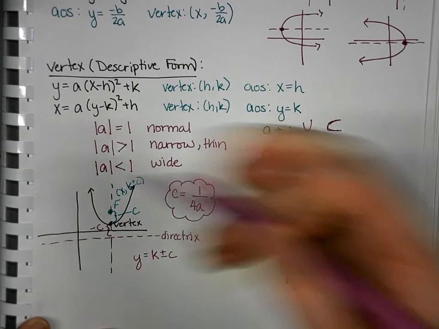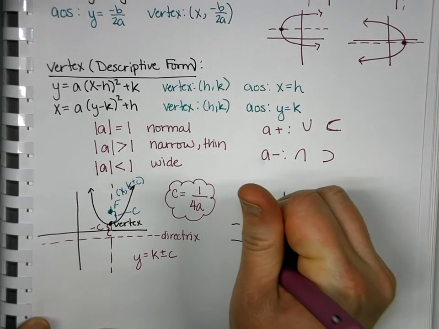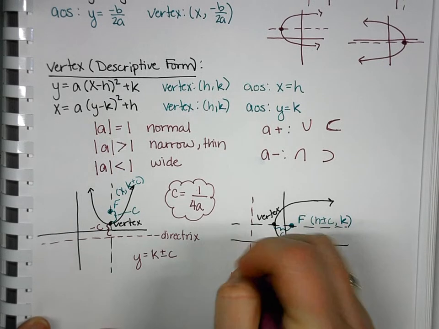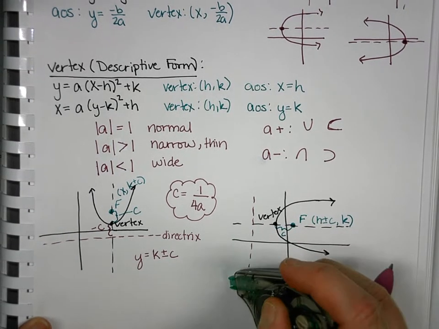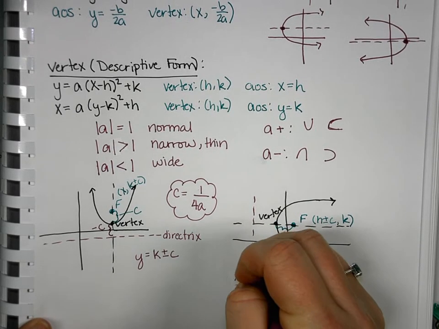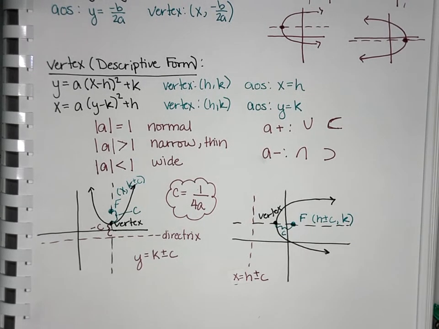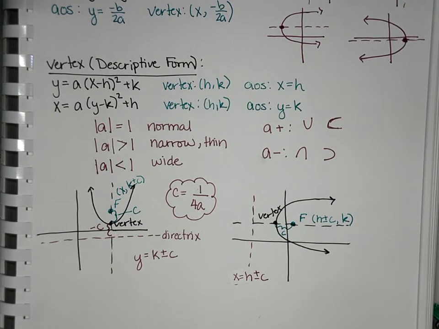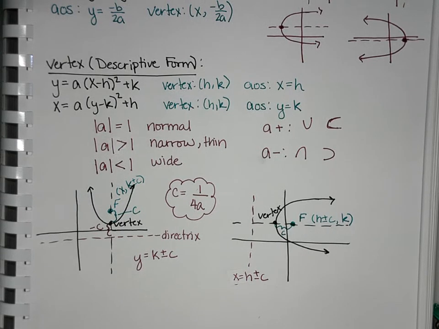And for our directrix, it's going to be not Y equals, X equals, our H plus or minus C. So again, the plus or minus is just to account for if we're going left or right, to keep the directrix outside the parabola. Okay, but how we find C is the same no matter what. Everything else is dependent upon the direction your parabola is going. So this is everything about a parabola in a nutshell.